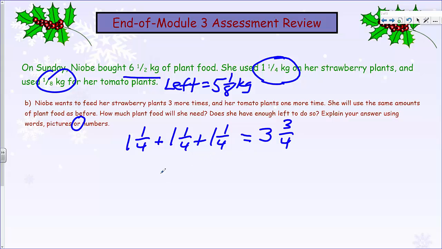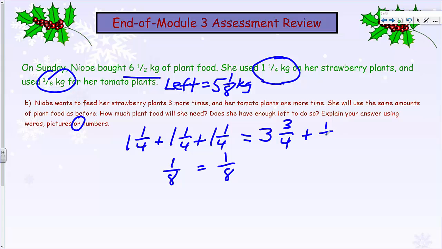I like this problem. And now for the tomato plants, we have even a smaller number, and it says that she's just going to feed that one more time. That's 1/8. So if it's just one more time, then that's right, 1/8. So what are we doing here? We're taking the 3 3/4 now, and we're going to add that to the 1/8 to know how much food she's going to be using.